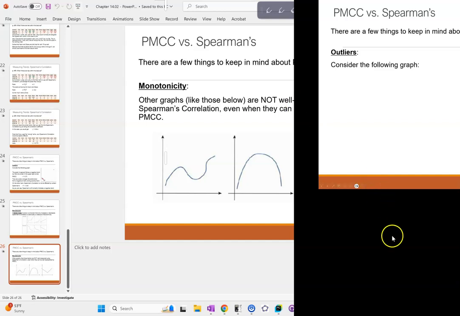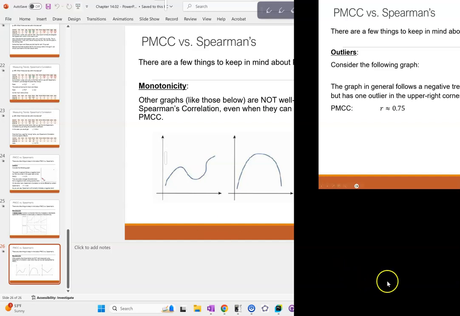So if I have this graph, we notice there's a big outlier here, right? The Pearson formula gives me a 0.75. Does that seem real to you? What should the direction for this data set be?